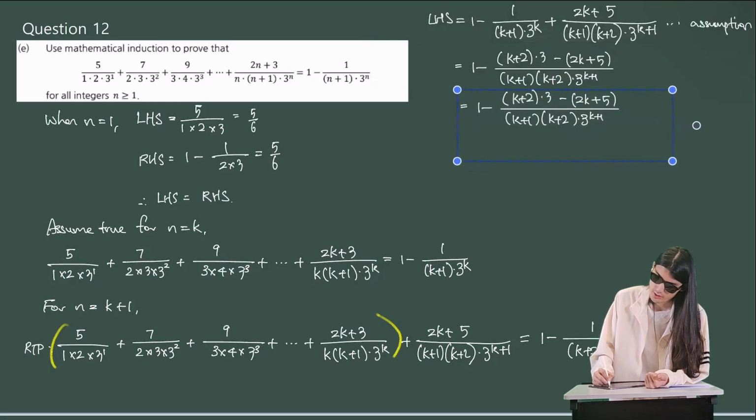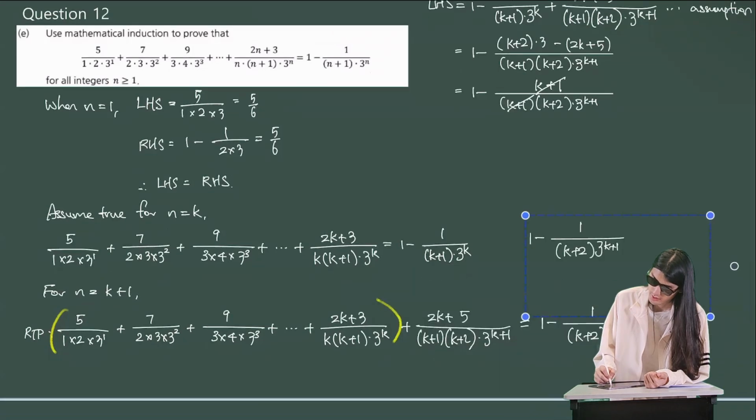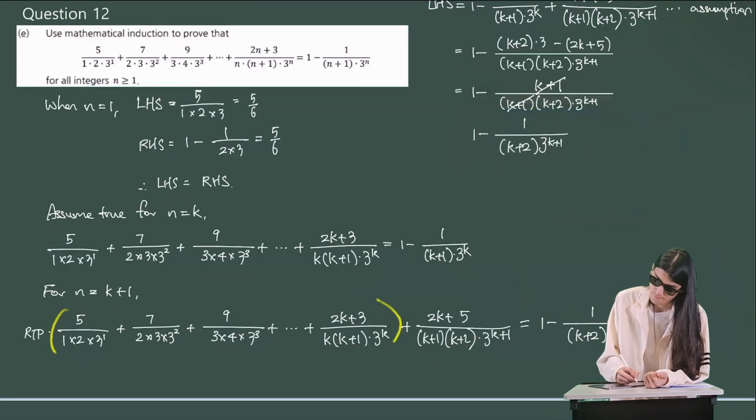Then on that numerator, if I expand and collect like terms, I end up with k plus 1, which of course cancels the k plus 1 on the denominator, and I end up with the right-hand side of my required to prove.